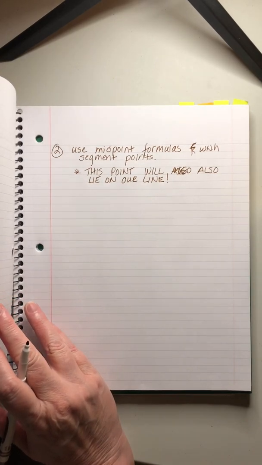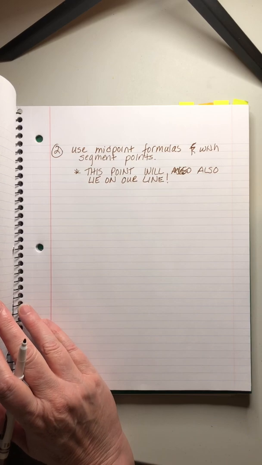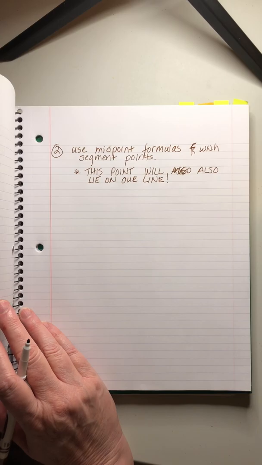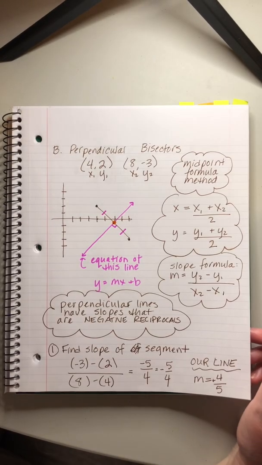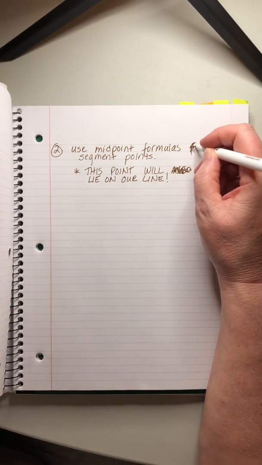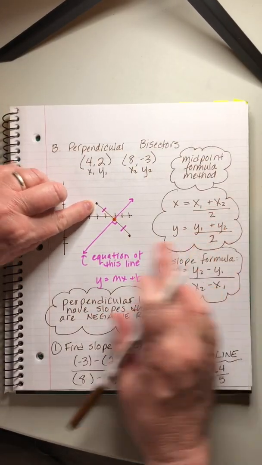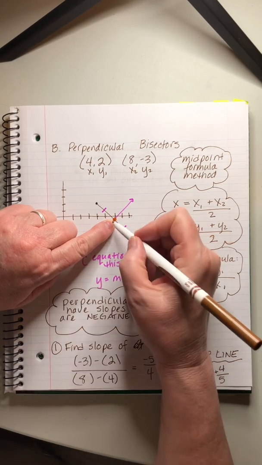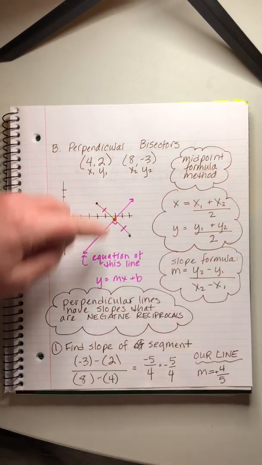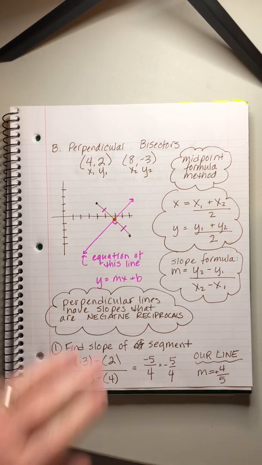Okay, we're going to use those midpoint formulas with the points that are on the segment to find the middle of the segment, because that point will be on our line as well. Pause if you need to keep writing that. These are the points. We find the middle, but this point is where the perpendicular bisector runs through, so that it'll give us that orange point that is the intersection of the two.